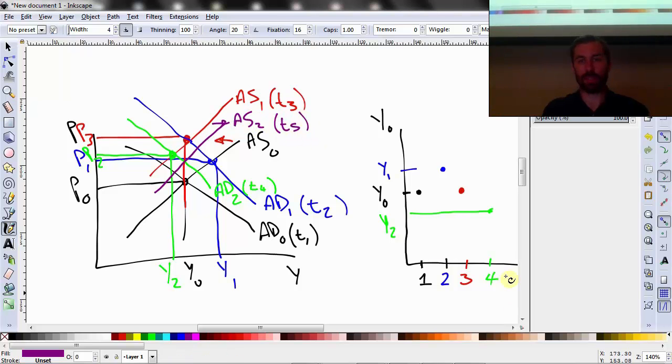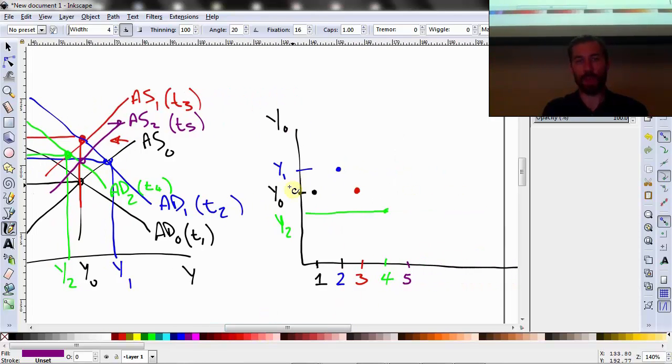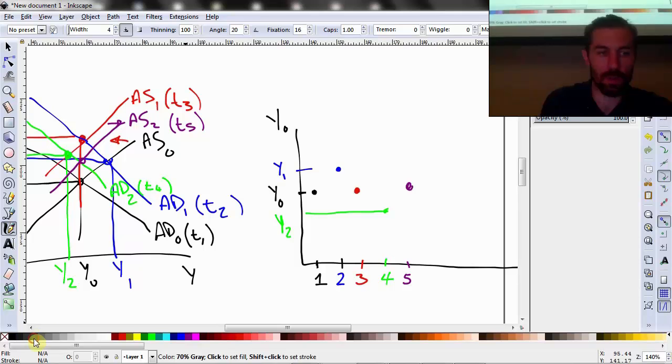So now we're dealing with time period 5 at T5. And we return back to our initial equilibrium level with AD2 intersecting AS2. And we're back to Y0 at T5. So now if we plot all these points, what do we end up with? Well, we've got no economic growth over time, so here's our trend. The trend is no growth.